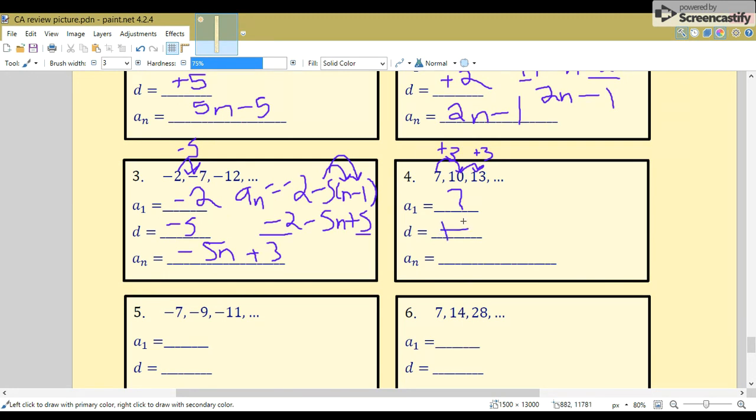So put plus 3, plug it into the formula. 7 plus 3, parentheses, n minus 1. Distribute the 3, multiply each term by 3. We have 7 plus 3n minus 3. Combine like terms. 7 minus 3 is 4. So our answer is 3n plus 4. A of n equals 3n plus 4.